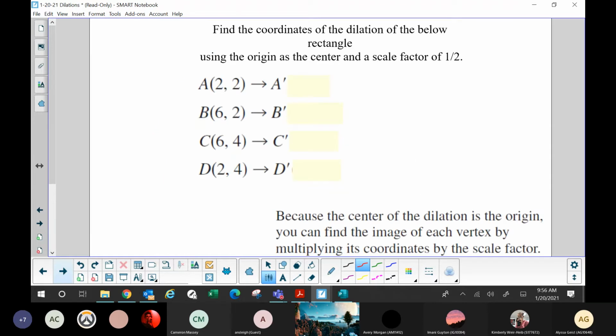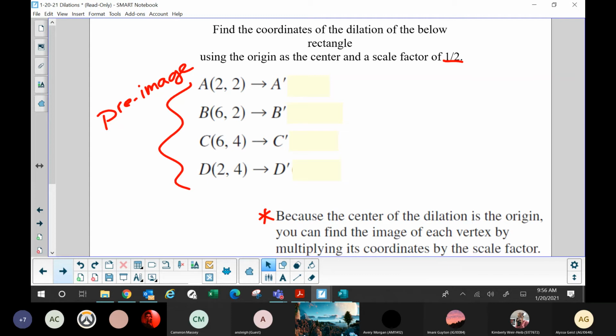One more question I want to go over is, what if you have this scenario and you're given the scale factor, and it's asking you, you've got your pre-image points. These would be your pre-image points, and it's asking you to find the points of your image. Because the center of dilation is at the origin, all you have to do is multiply each of these numbers by the scale factor, which is 1/2. So what is 2 times 1/2? What's half of 2? 1. So half of 2 and half of 2 is 1, 1.